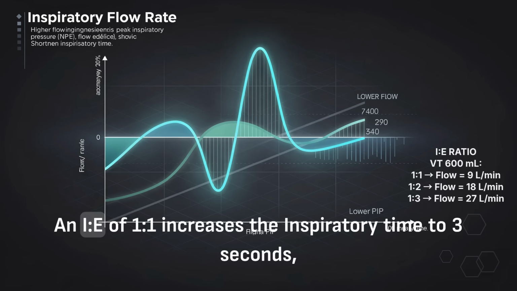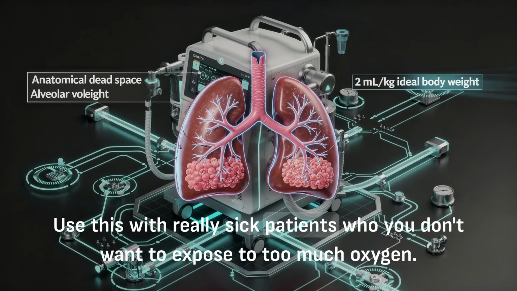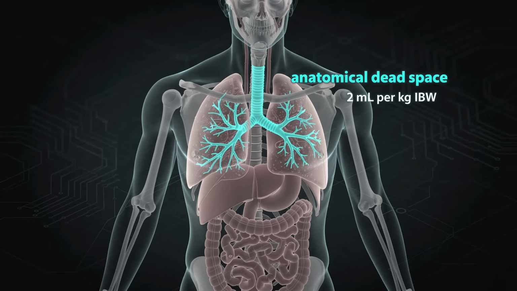An I to E of 1 to 1 increases the inspiratory time to 3 seconds, but the net effect is actually an inspiratory flow rate of 12 liters per minute. Use this with really sick patients who you don't want to expose to too much oxygen. I to E 1 to 3 equals 24 liters per minute.